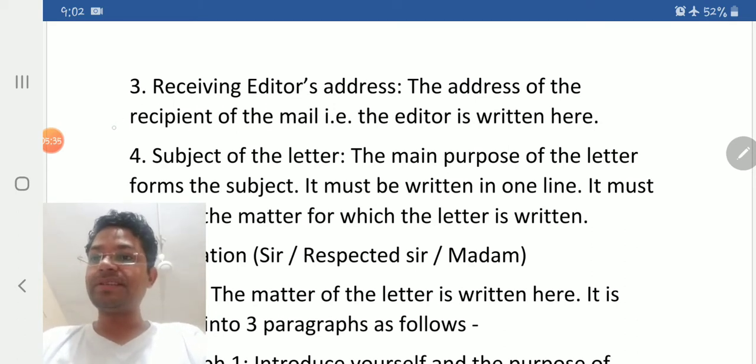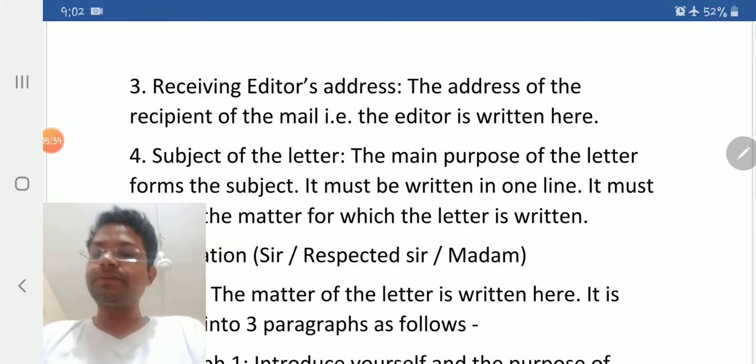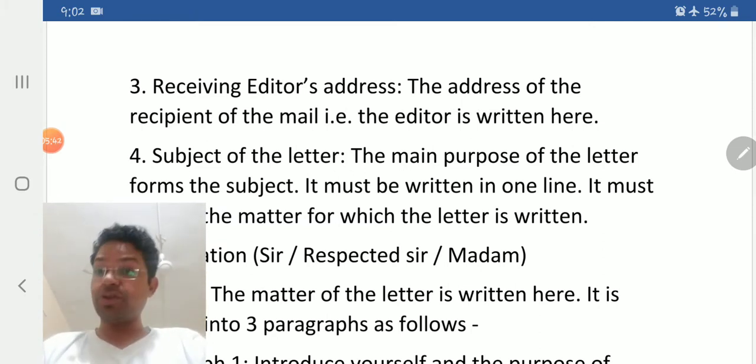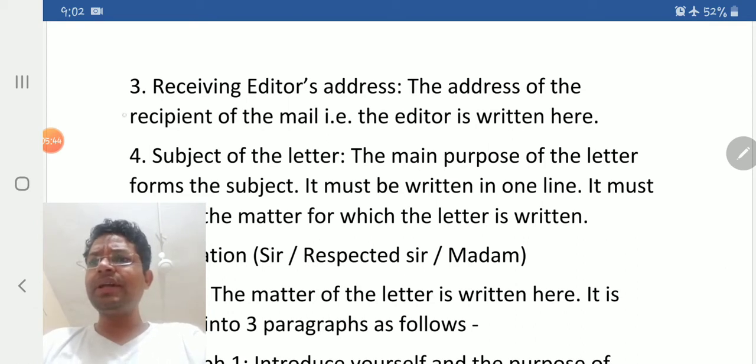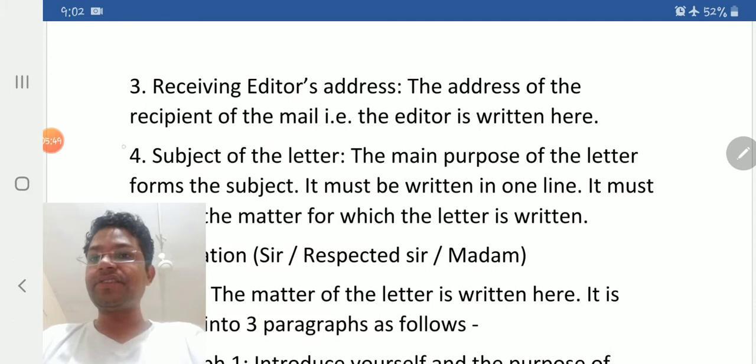Remember, you have to mention the name of the city also. Sometimes the name of the city of you and the newspaper address is the same, but you still have to write it. Okay, the address of the recipient of the mail, that is the editor, is written here.